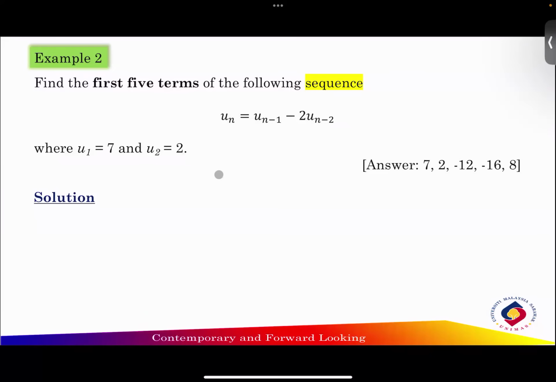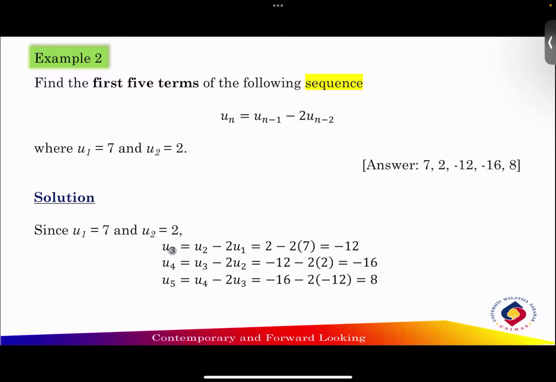Let us think about it. What should we do? Since u1 is equal to 7 and u2 is equal to 2, how about u3? u3 equals u2 minus 2u1. So this u2 we substitute by the real number 2, and this u1 we substitute by 7 as given by the question. So 2 minus 14 is equal to negative 12.